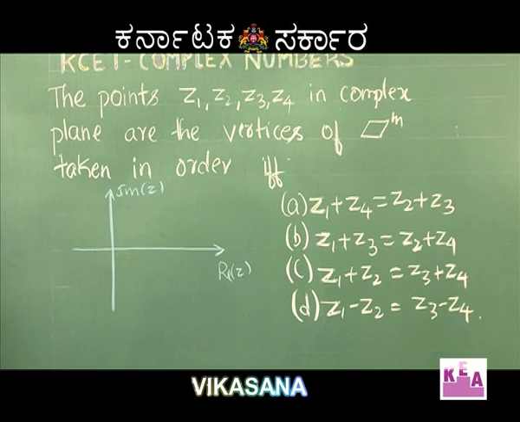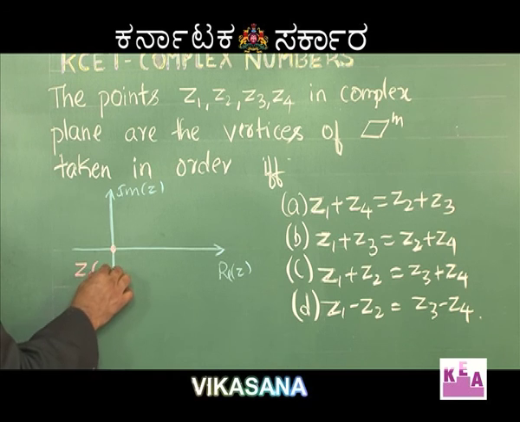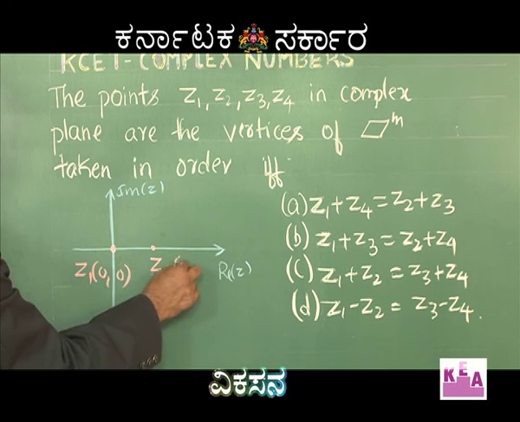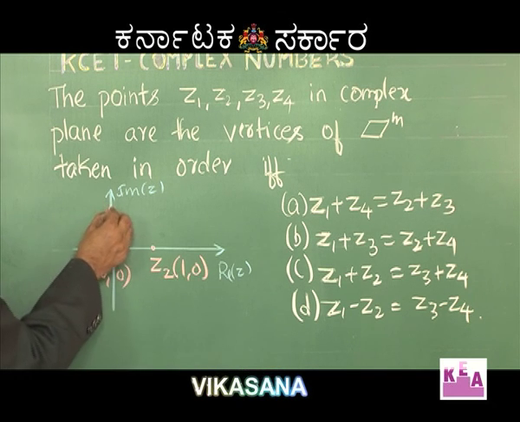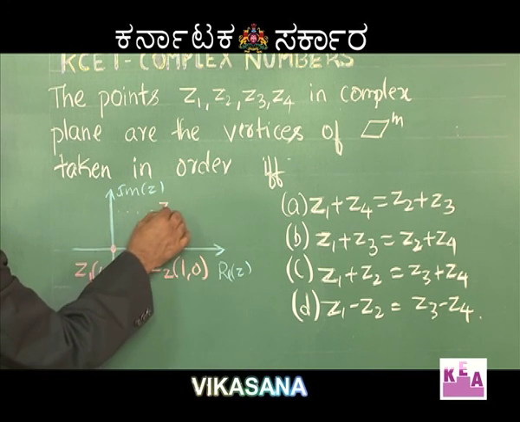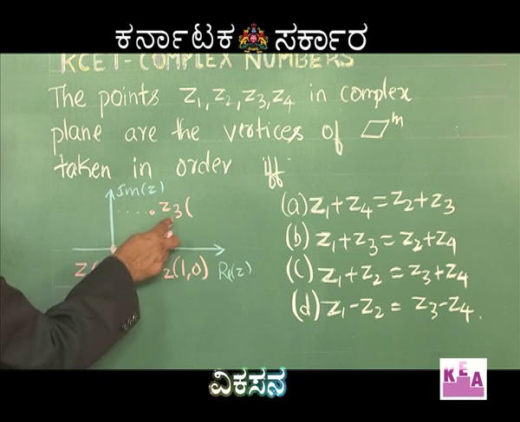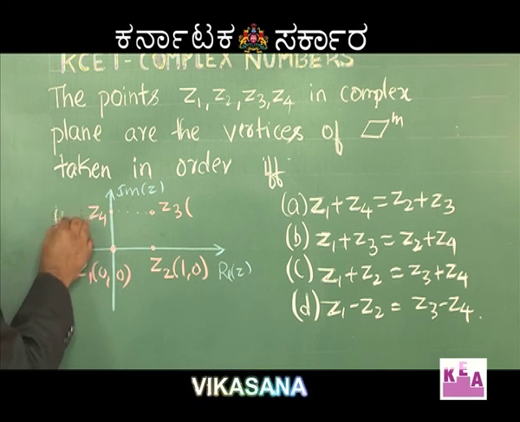For the time being, as they are in the complex plane and they have to be taken in order, let me fix my Z1 here. Do you agree with me? Z1 is 0, 0. Let me write my Z2 here. Z2 is 1, 0. It is just my assumption. And let me write my Z3 here. Before writing Z3, let me write Z4. What is Z4? Assume this is 0, 1.